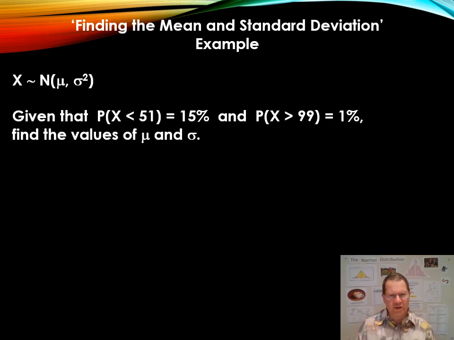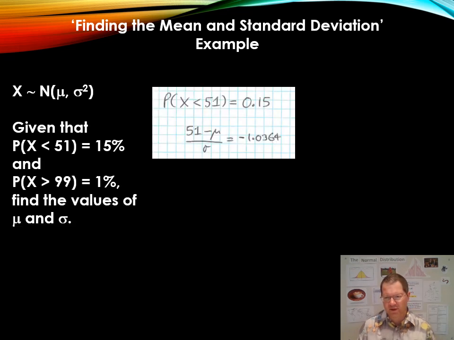For our third and final example, we know neither the mean nor the standard deviation, but we're given two facts. We're told that the probability that x is less than 51 is 15%, and the probability that x is greater than 99 is 1%. And from that, we will be able to work out the values of mu and sigma.